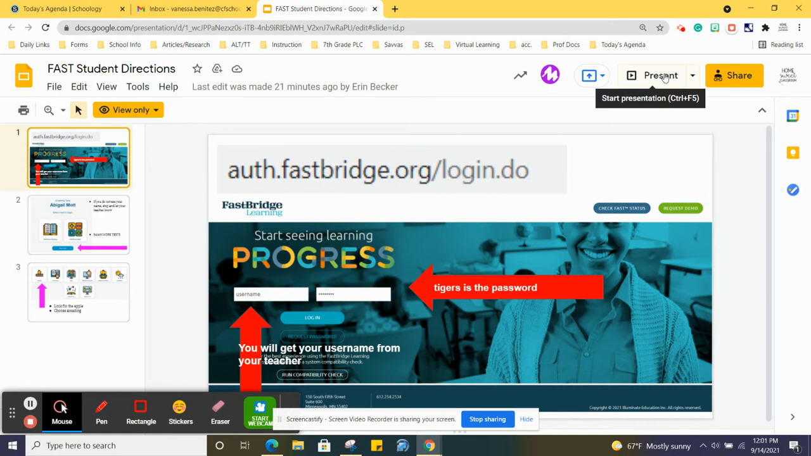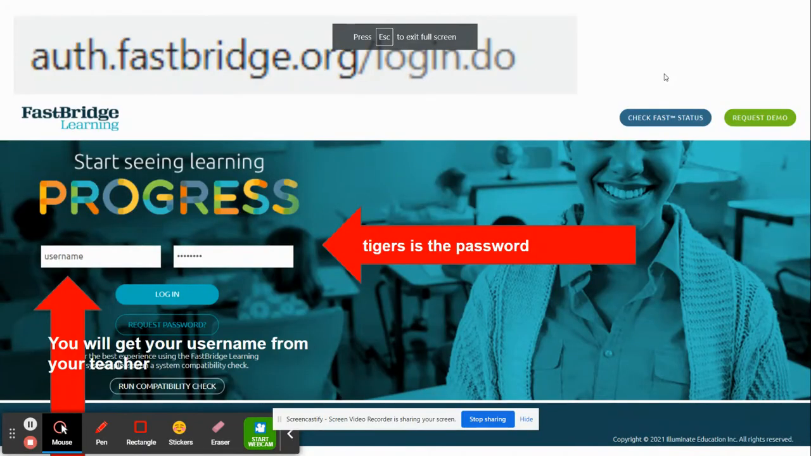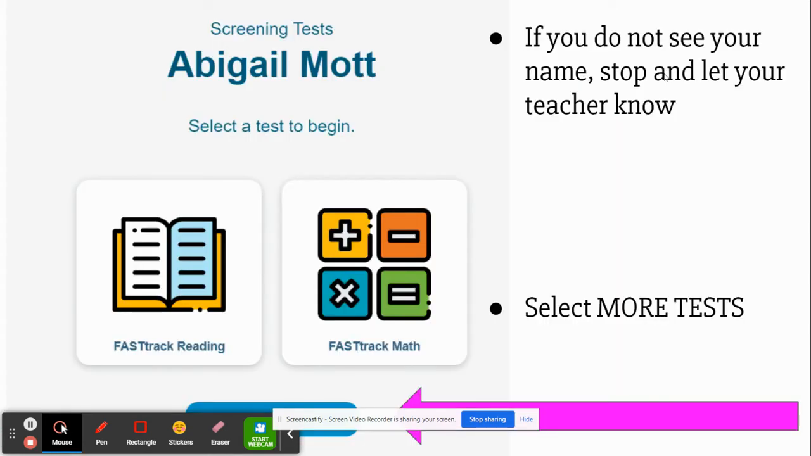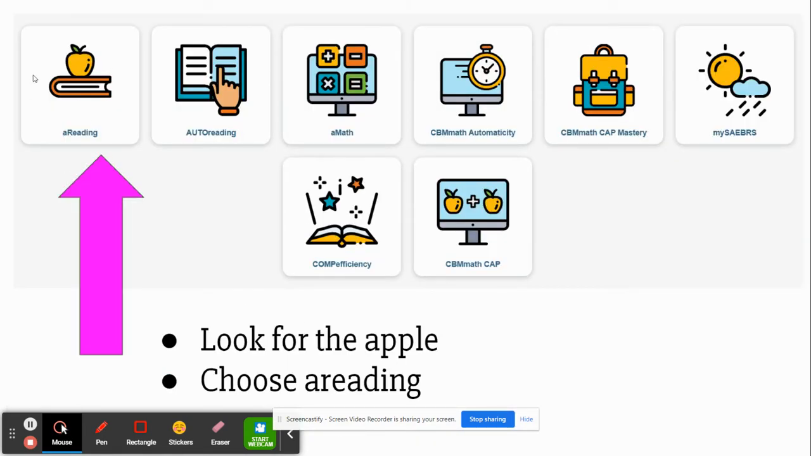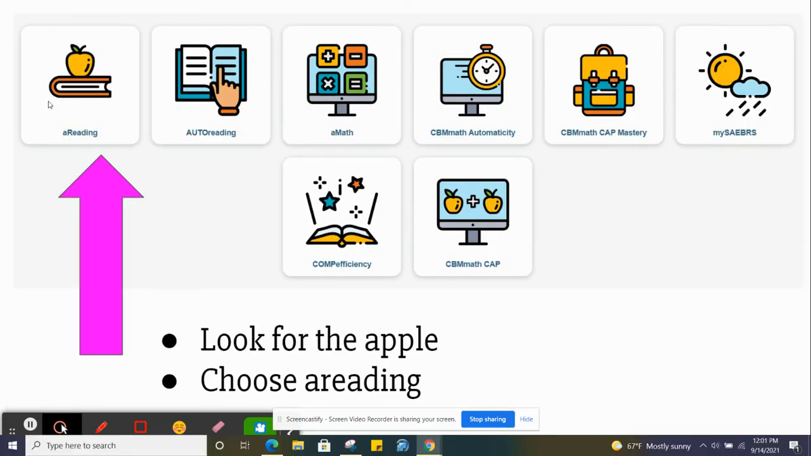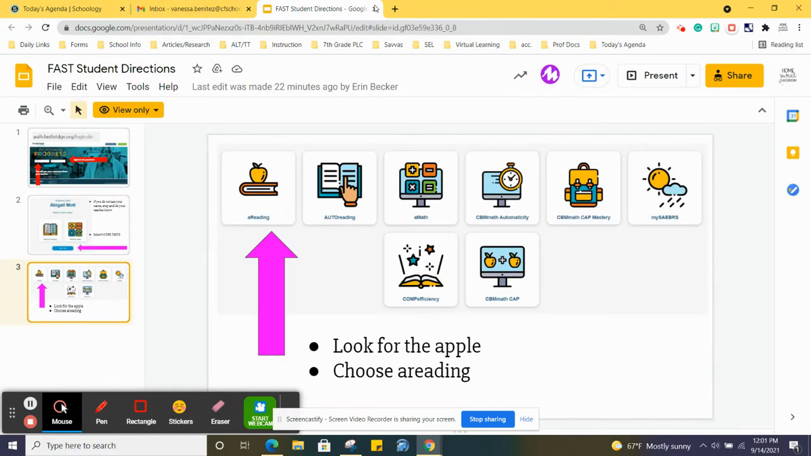You need to complete it by tonight because we are cut off from the FAST testing by the end of the week. And so here's a little tutorial. It'll look like this when you log into fastbridgelearning.org. Username and password is in the email I gave you. You need to scroll down. This is a sample screen. Scroll down to where it says more tests in blue down here, and then look for the apple with the book. So that's how you get to the test if you are one of my online learners.